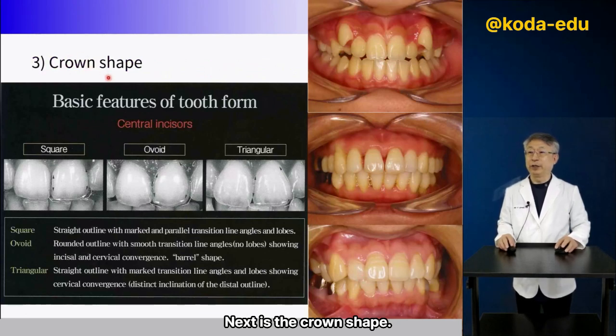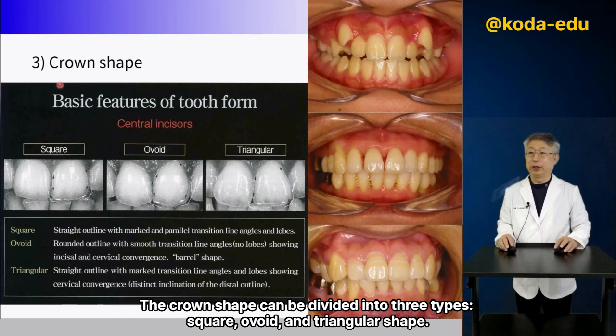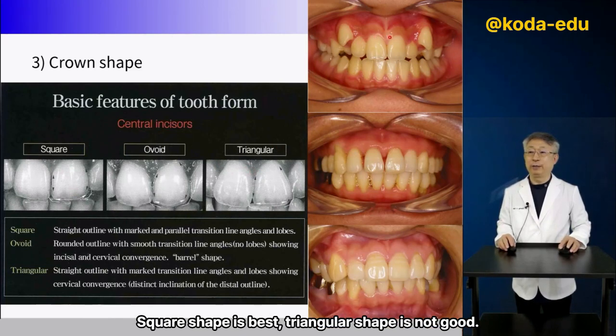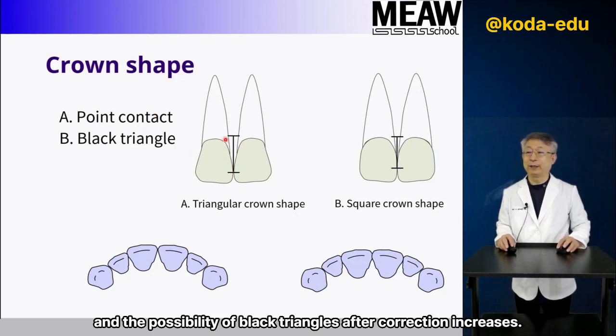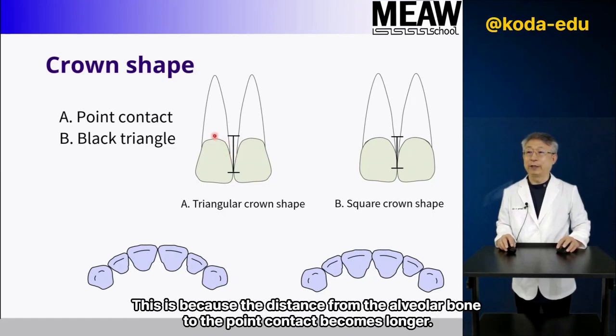Next is the crown shape. The crown shape can be divided into 3 types: square, ovoid, and triangular shape. Square shape is best, triangular shape is not good. If the crown shape is triangular, the central incisors become point contact, and the possibility of black triangles after correction increases. This is because the distance from the alveolar bone to the point contact becomes longer.